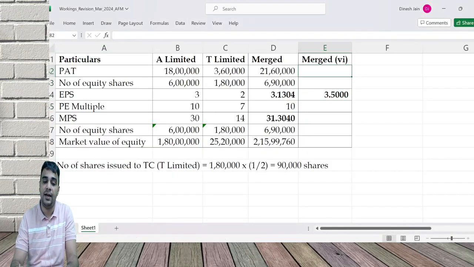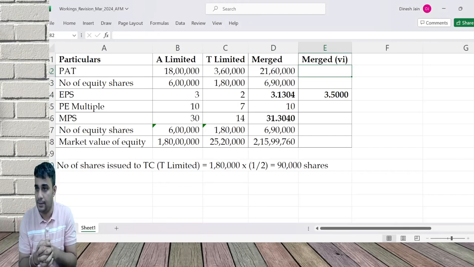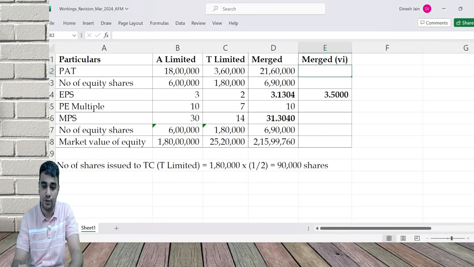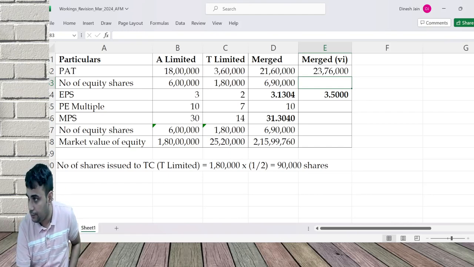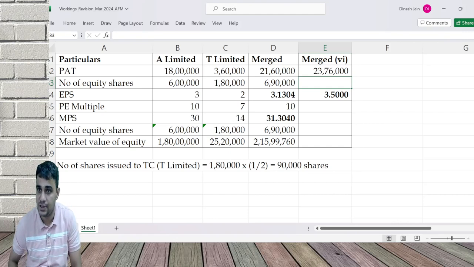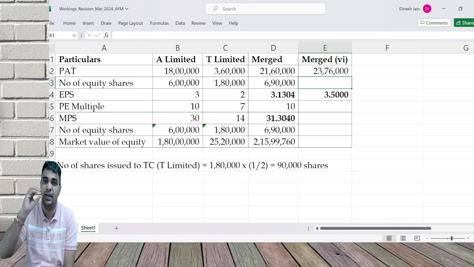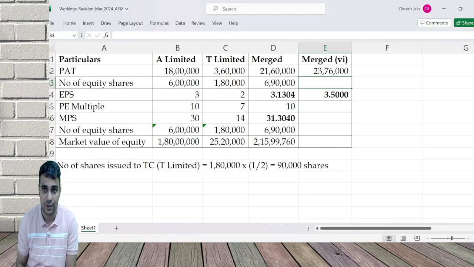What they have told is 10%. So PAT is 18 plus 360. Add another 10%. So 2116 plus 10% is 2376. Number of equity shares is the balancing figure. Beyond this, I'm not doing the table. I don't need it, because the question has asked only till EPS. They have not asked anything on the rework part. In the original part, the entire thing was needed.